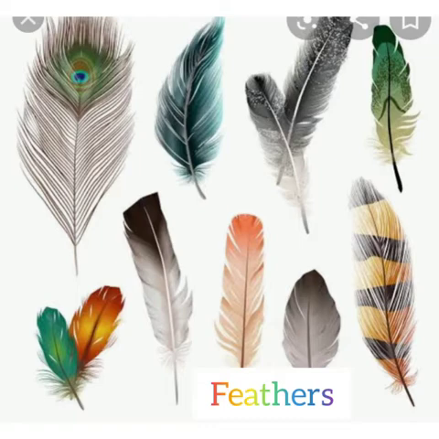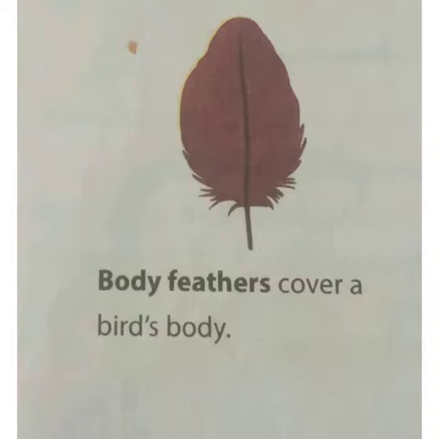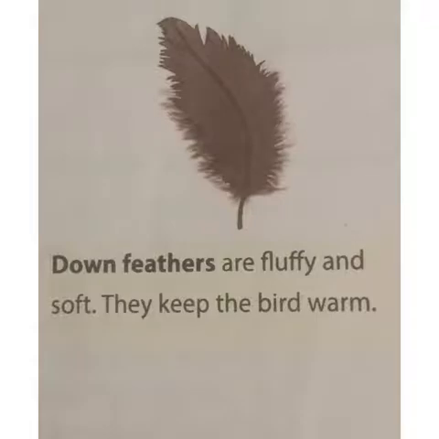So let's have a look at all these types of feathers. The first one is body feathers. As you can see in the picture over here, these feathers cover a bird's whole body. Then there are down feathers. These are small, soft and fluffy feathers. They keep the bird warm. You can see the picture. These are small, shorter in size. They are soft and very fluffy, and they keep the body of the bird warm.